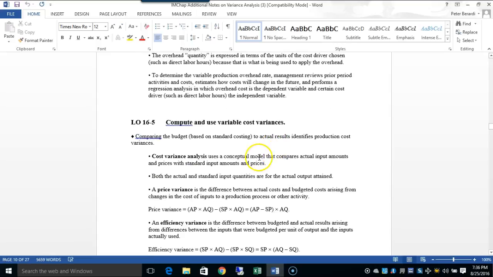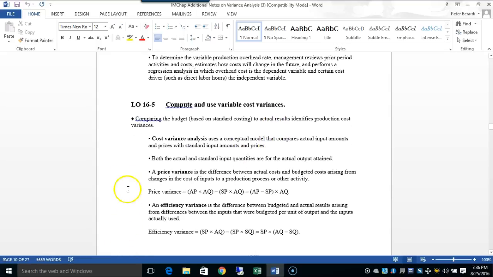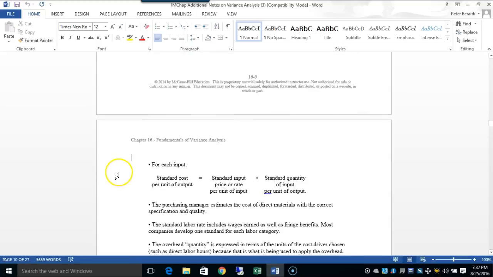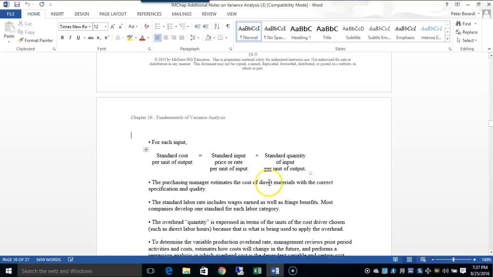So going forward, we have cost variance. The cost variance uses a model that compares actual input amounts and prices with standard input amounts and prices. Now, every variance between actual and budget basically has a flexible budget in the middle. So the difference between your actual and your flexible is going to be your price variance. And the difference between your flexible and budget is going to be your efficiency variance, which is also similar to what we just mentioned above as the sales activity variance.